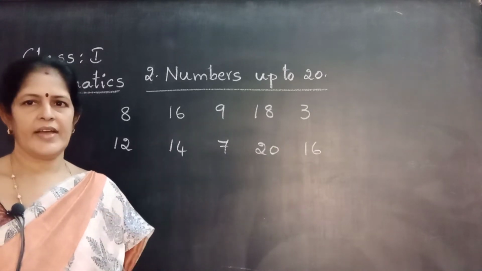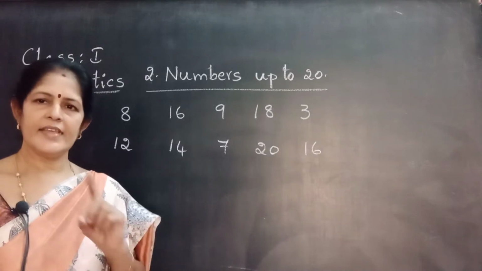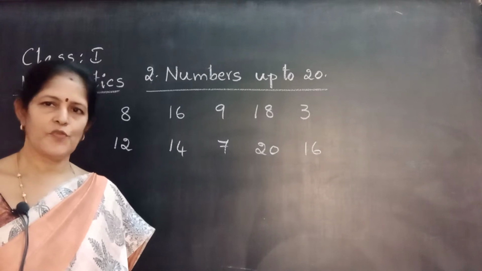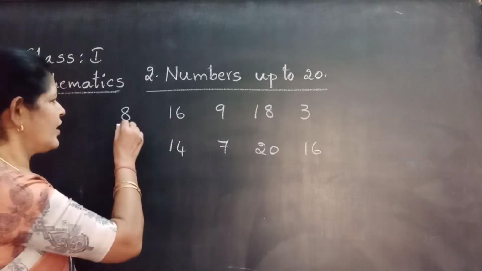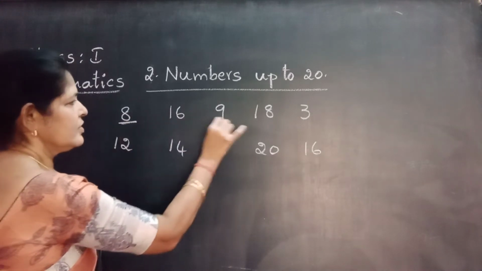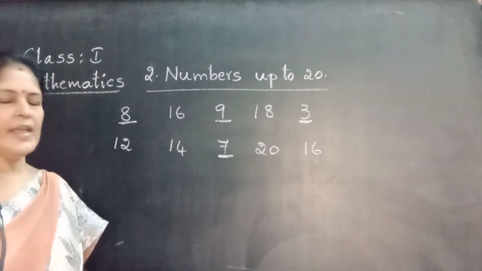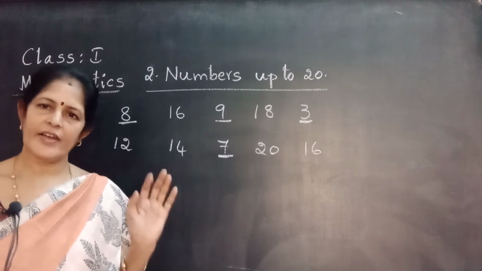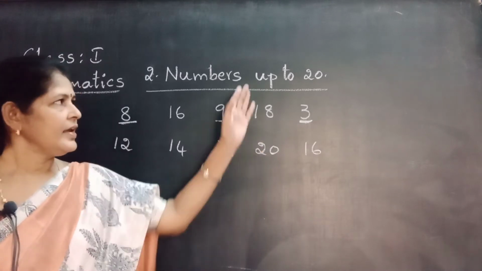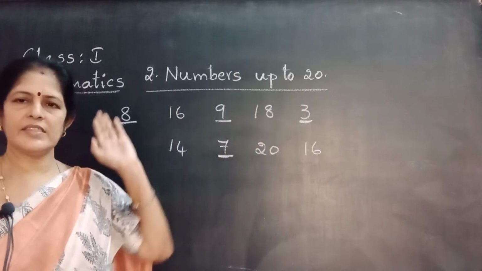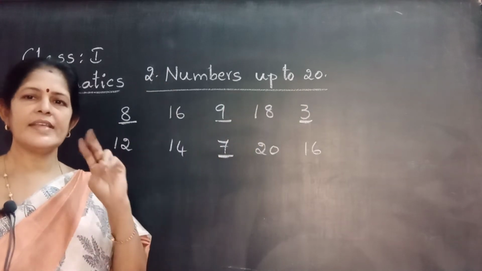One digit numbers are 1 to 9. 1 is the smallest one digit number. 9 is the greatest one digit number. Here the one digit numbers are 8, 9, 3, 7. Next, 10 is the first two digit number. Here in this chapter we learned up to 20 only. That means 10 to 20 are two digit numbers.